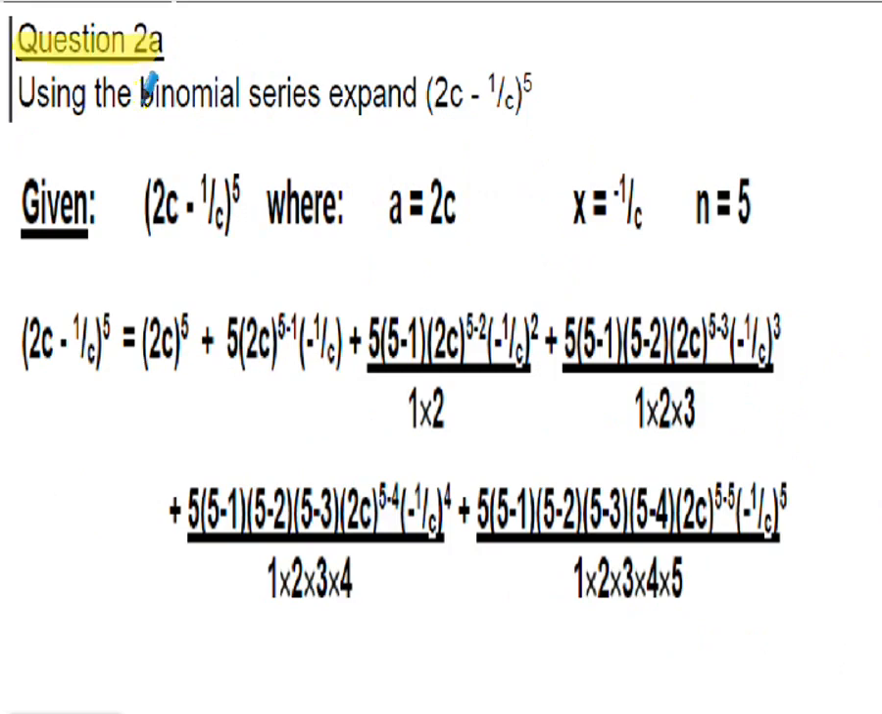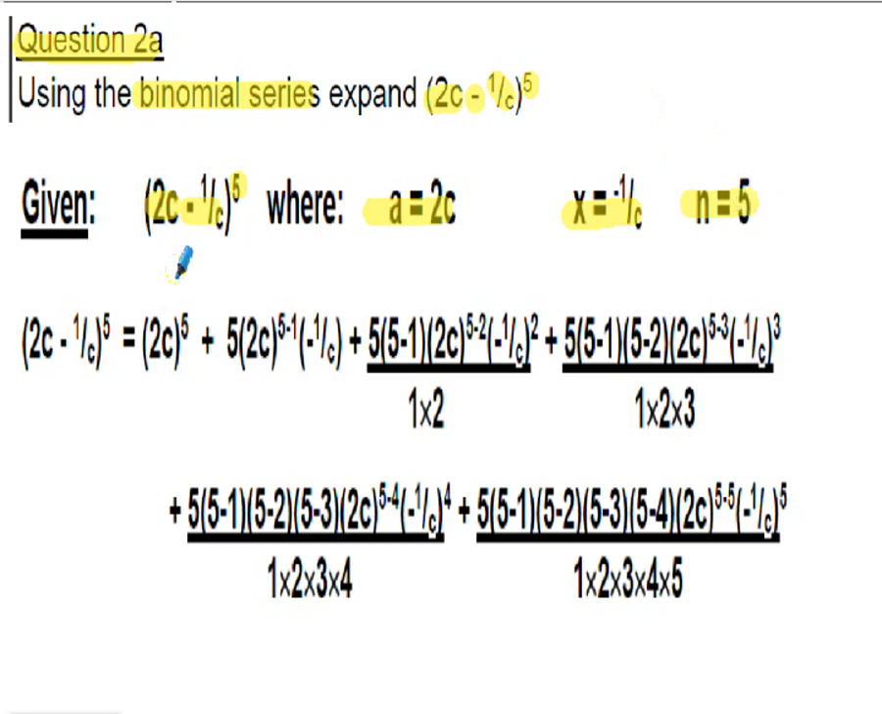Question 2a here, we're asked to use the binomial series to expand 2c minus 1 upon c, raised to the power of 5. Don't forget our a plus x to the n is our generic form, so a in this case is 2c, and our x is minus 1 upon c, or you could write that as minus c to the minus 1 if you wanted to, and our n, our power, is 5.